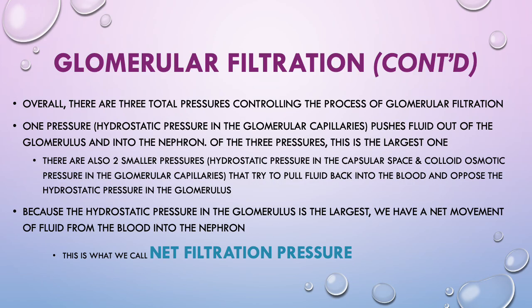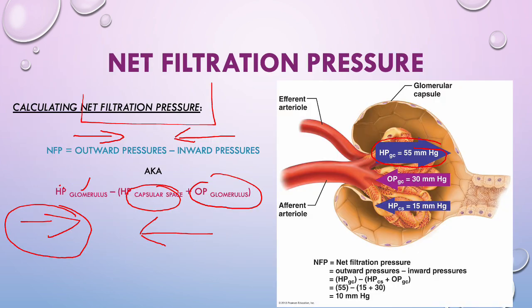All right, so overall, all these three pressures control the process of glomerular filtration, okay? All of them combined are going to be known as net filtration pressure, okay? So with the net filtration pressure, we have to think about it in simple terms, okay? That way it's easier to comprehend.